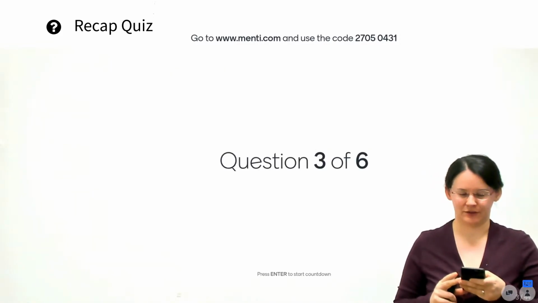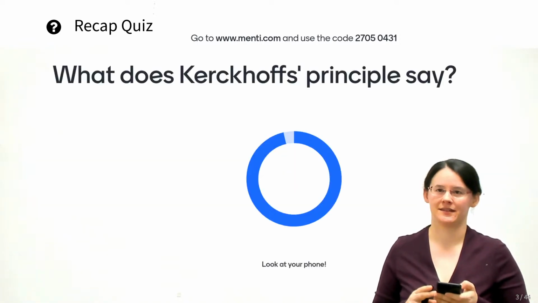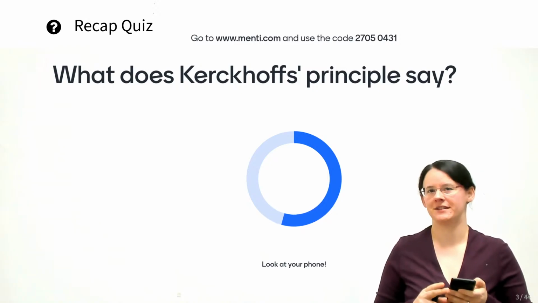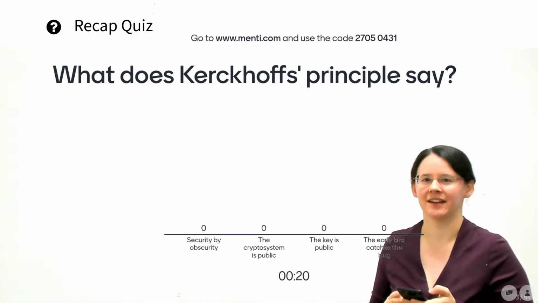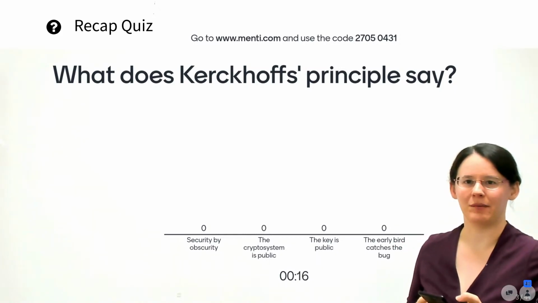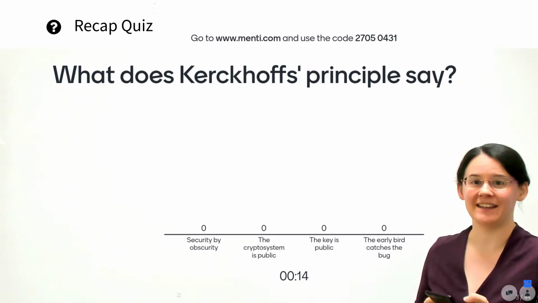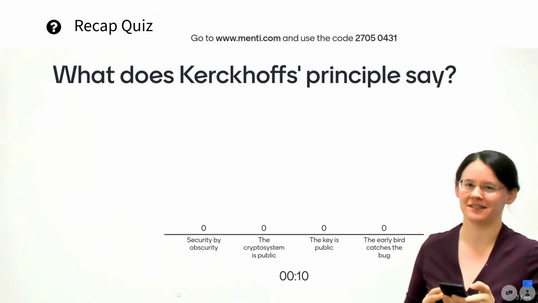Let's head on to the next one. What does Kerckhoffs's principle say? A. Security by obscurity. B. The crypto system is public. C. The key is public. Or D. The early bird catches the bug.